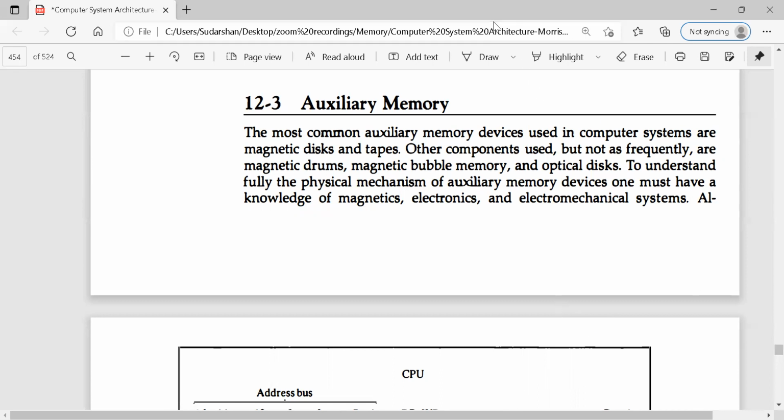Let us stop in this session. In the next session, we will start off with the important types of memory, namely associative memory, cache memory, and virtual memory. We can see in the subsequent sessions.